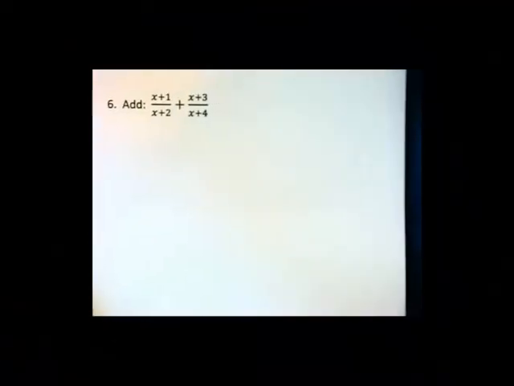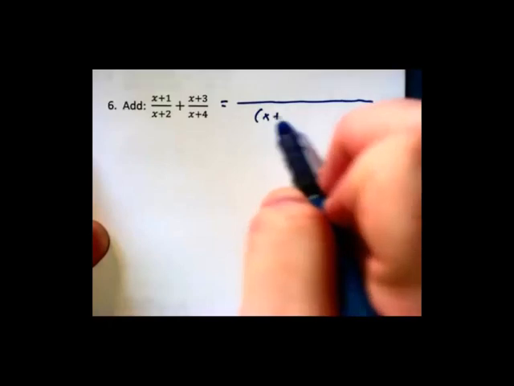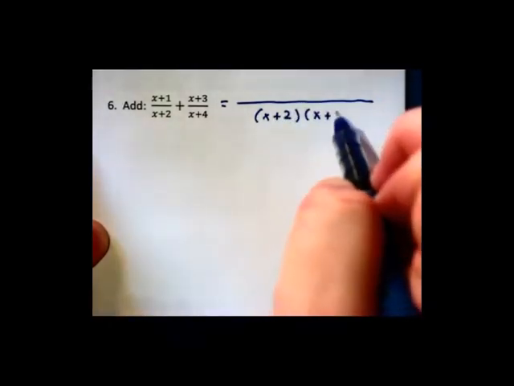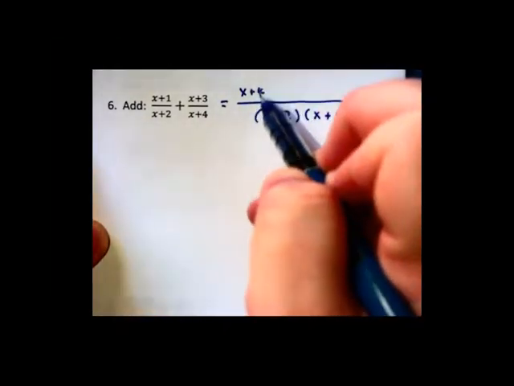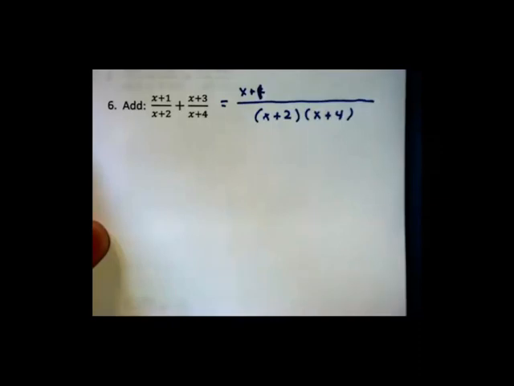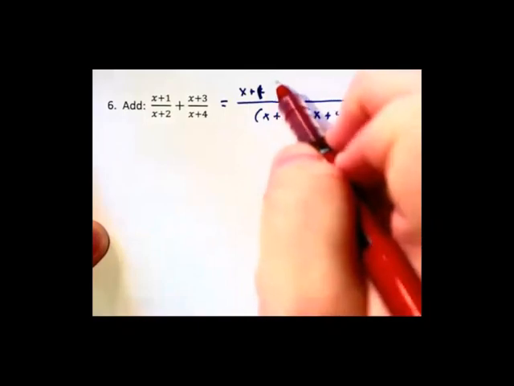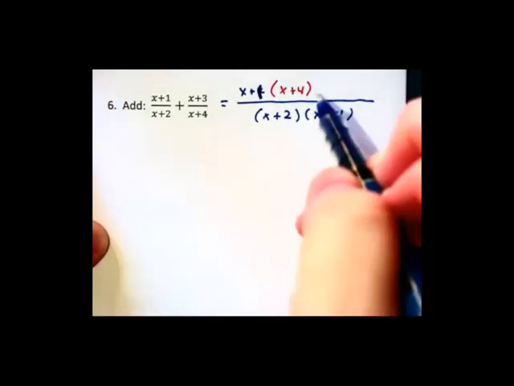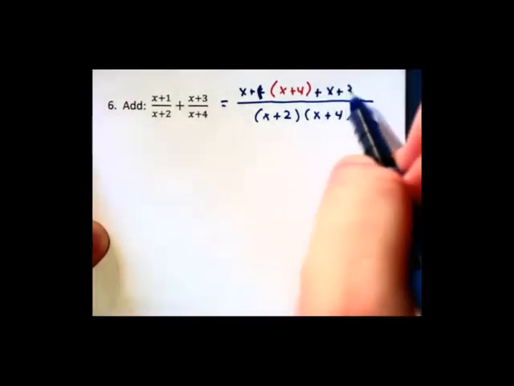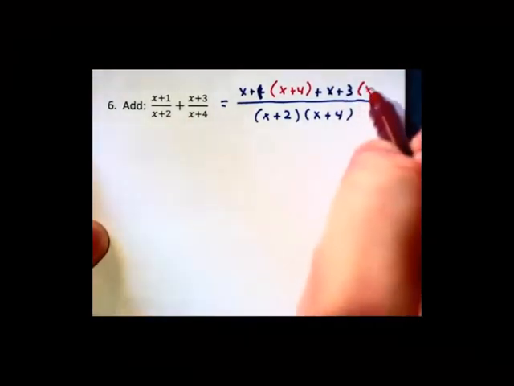There's nothing in common between our two denominators, so we're going to use their product as our least common denominator: x plus 2 times x plus 4. The first fraction already had an x plus 1 up above, and its denominator got multiplied by x plus 4, so the numerator does also. And in the second fraction you had a plus x plus 3, and down below it got multiplied by an x plus 2, so we do the same thing up above.